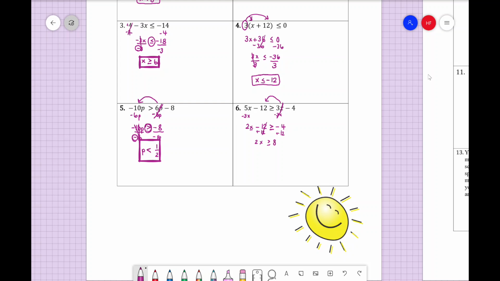Now I have my constants on one side and my variable on the other, so I can divide out that coefficient. And x, I did not divide by a negative, so the sign stays the same. Greater than or equal to 8 divided by 2 is 4. So x is greater than or equal to 4.